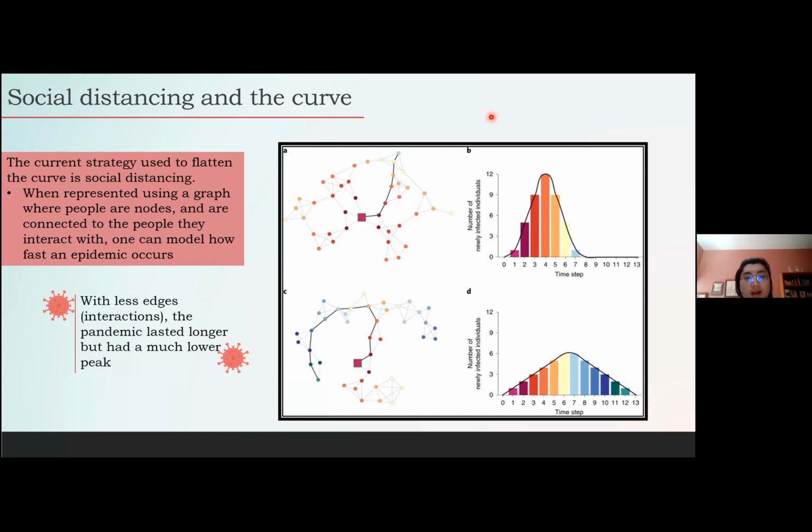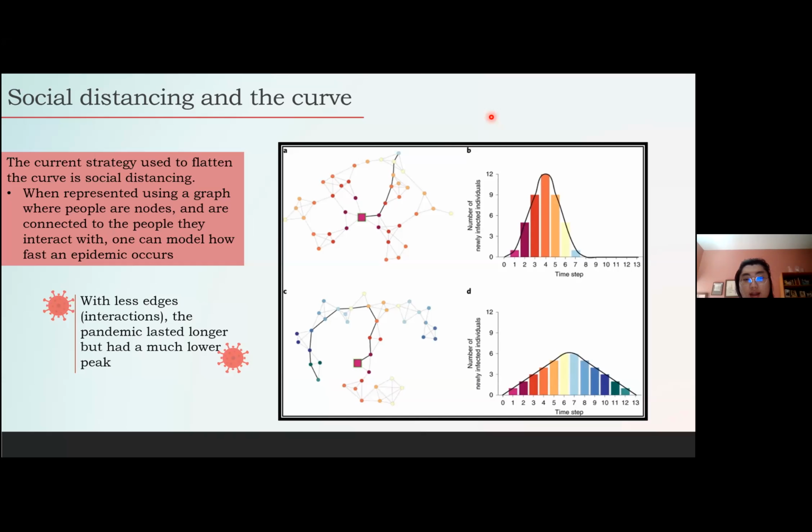So in the first graph, we see that there are a lot of edges. People are pretty close together. We see a lot of clumps where people interact with each other quite often. And so this is the quote unquote normal situation where the pandemic just has this regular looking peak and then slowly curves down until the 8th time step.